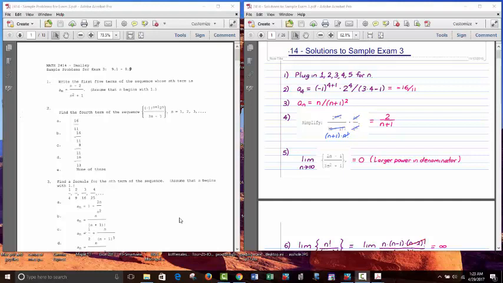Hello, this is the solutions to sample exam 3 for Math 2414 Calculus 2 on sequences and series. So some of these problems at the beginning should fly through pretty quickly. I'm sure your issues probably are more toward the end. Let's see what we have here.